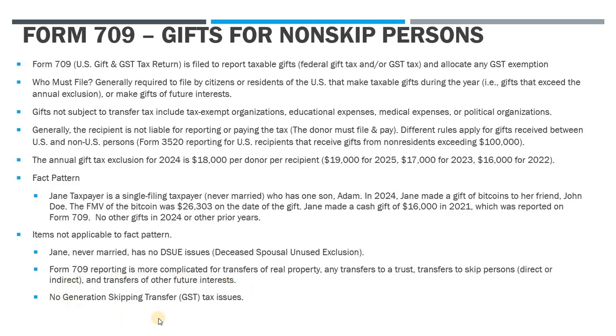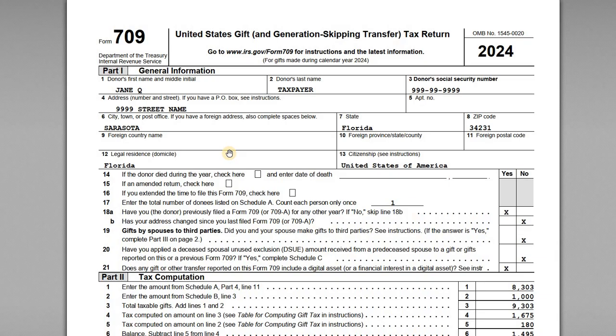And in this example, we don't have any GST, so generation skipping transfer tax issues. And again, that would apply usually to transfers to what is considered a skip person. All right, so let's have a look at the tax return.